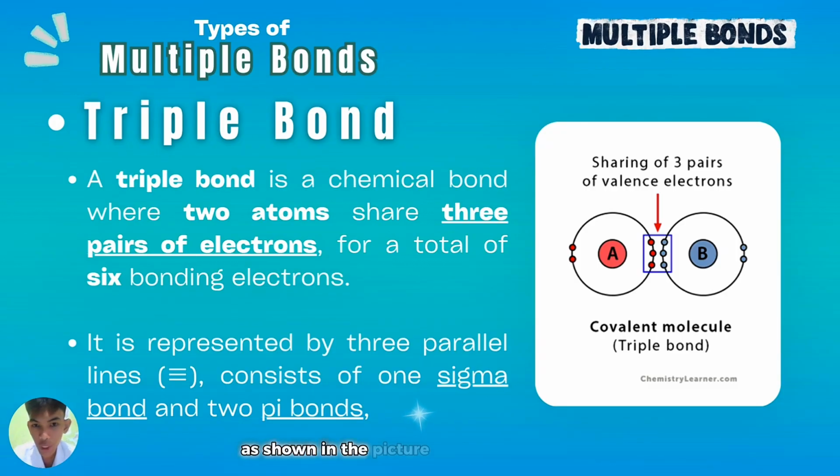As shown in the picture provided in the slide, it shows the sharing of 3 pairs of valence electrons, wherein atom A and atom B are sharing a total of 6 bonding electrons, which is an indicator of a triple bond. And in order for us to identify if both atoms now achieve the octet rule, we can simply count again using the electrons being shared, labeled in red or in blue.